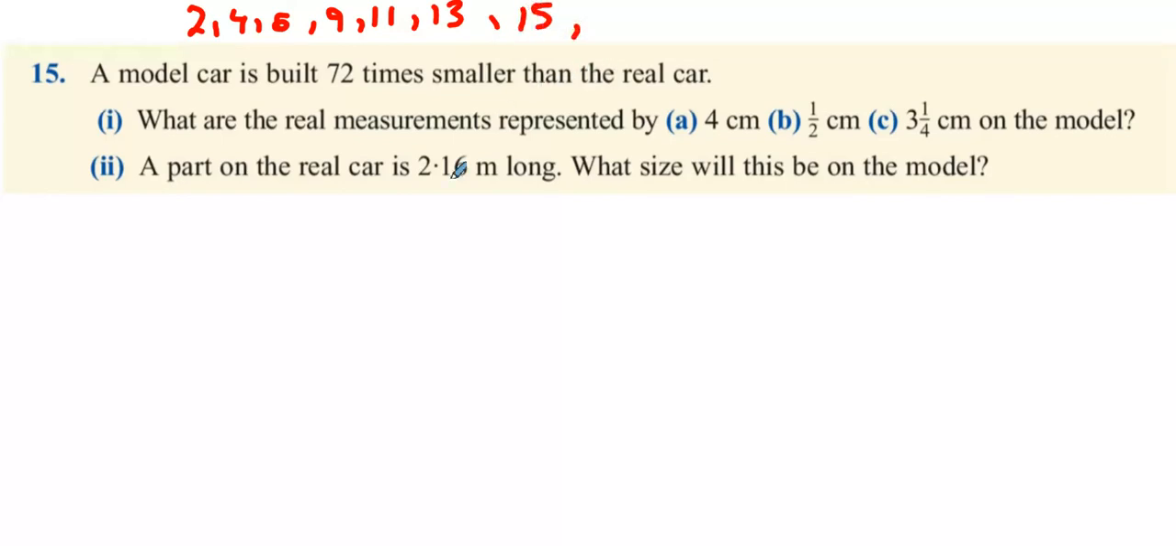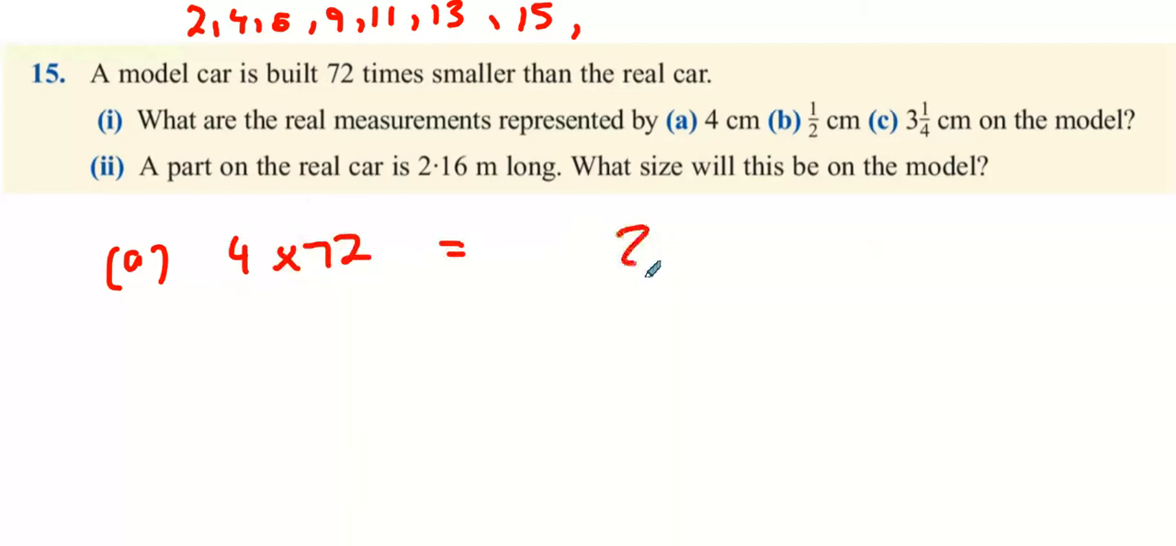The model car is built 72 times smaller than the real car. What are the real measurements represented by 4 centimeters, 1/2 centimeter, and 3 1/4 centimeters of the model? Okay, so it's 72 times bigger in real life. So 4 centimeters multiplied by 72.